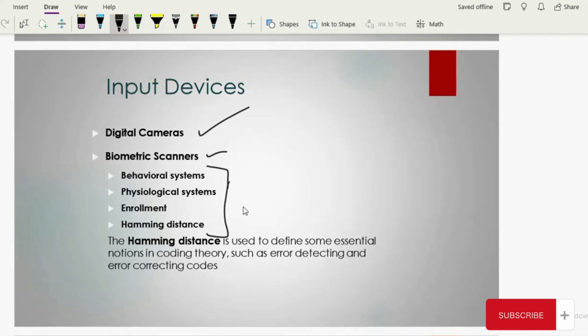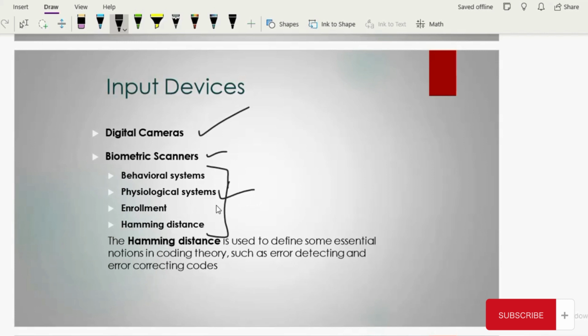It includes the behavioral system. Behavioral system means your signatures, your voice, these things it can identify. Then psychological systems. When I say psychologicals, it talks about fingerprints, your retina capture. Retina is the eye behind part capture, your face capture, your jaw lines, your ear shape. So these things come in psychological system.